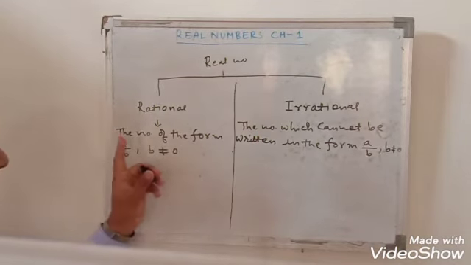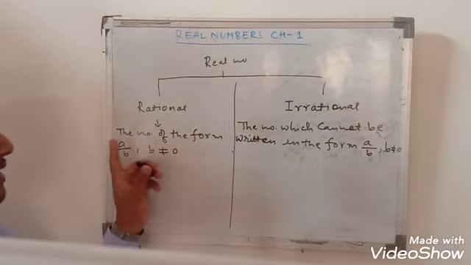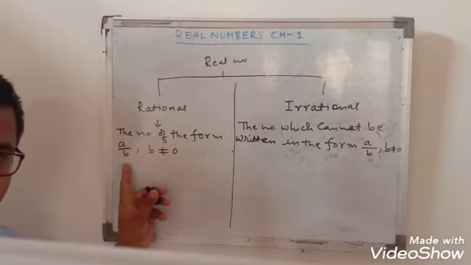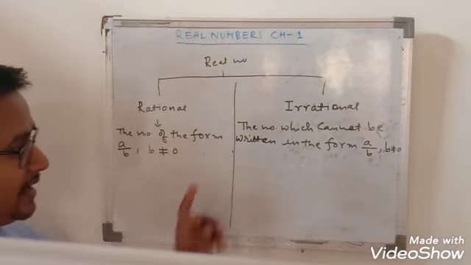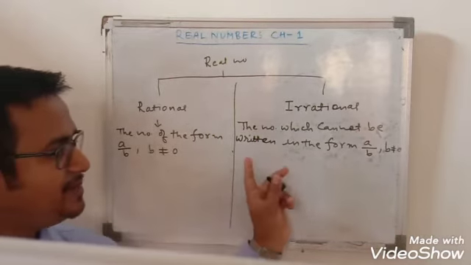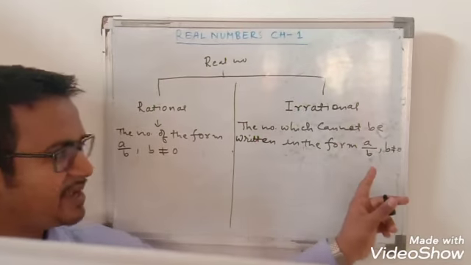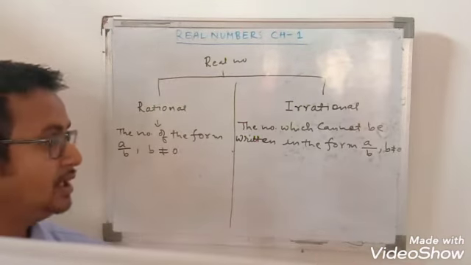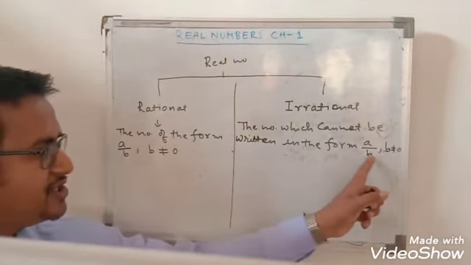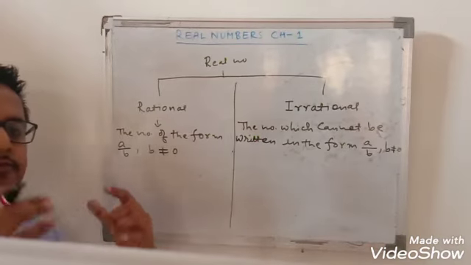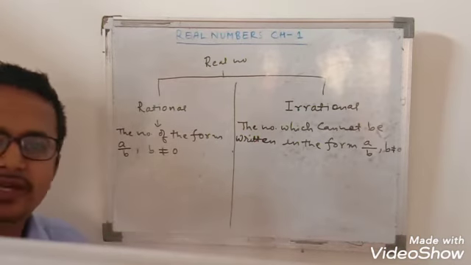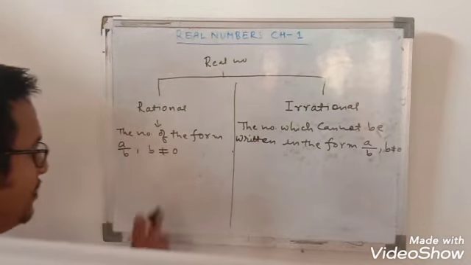Rational number, the number of the form or the number which can be expressed as A by B form, is called a rational number. And irrational number means the number which cannot be written or expressed as A by B form. You can write P by Q also. Here B is not equal to 0 because the denominator cannot be 0; if the denominator comes 0, then the number will become undefined. You know that. Now, examples.